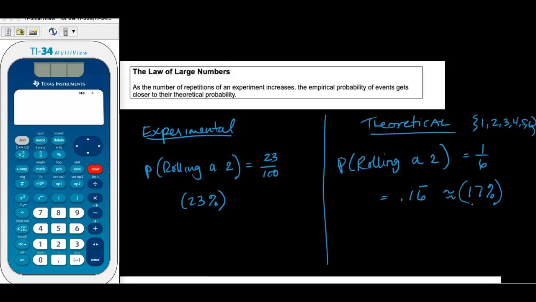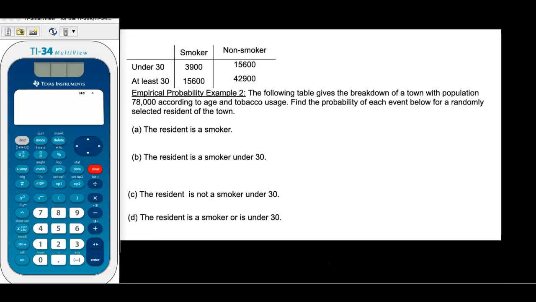And we know every time we do an experiment like this, we're going to get different results. What the law of large numbers says is that if we were to do this a large number of times, so let's say you rolled a die maybe 1 million times, you would find that the probability of rolling a 2 based on that experiment would be closer to 17% than it was in this experiment where we only rolled it 100 times. Let's do one more empirical probability example, this one with a table.